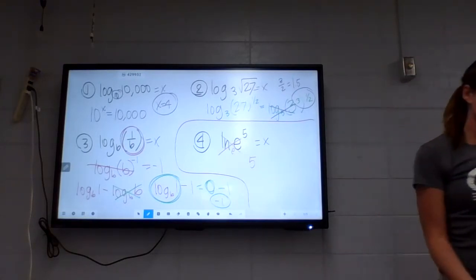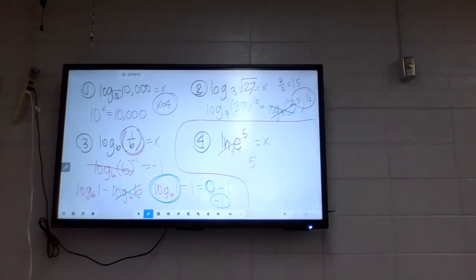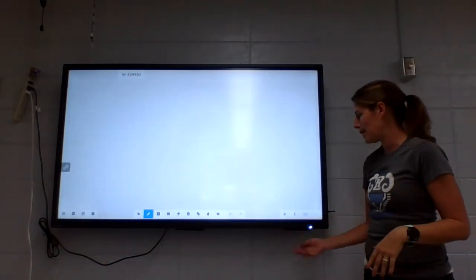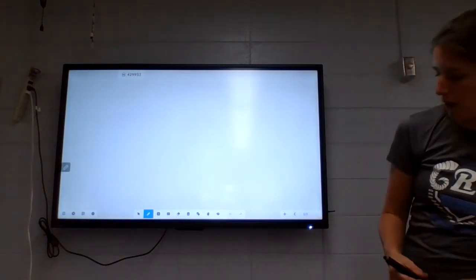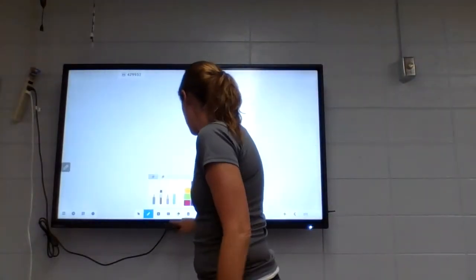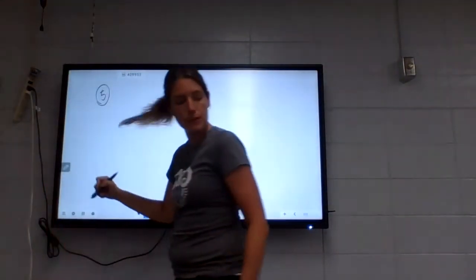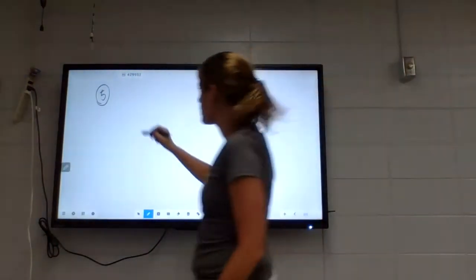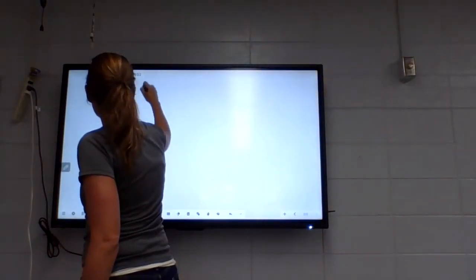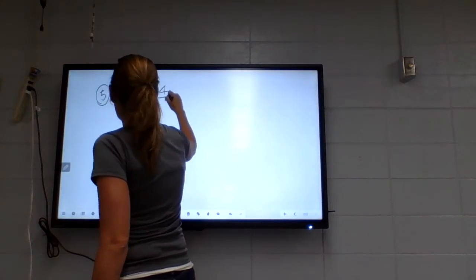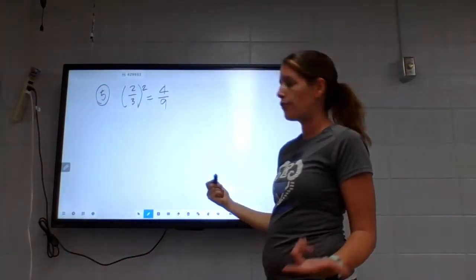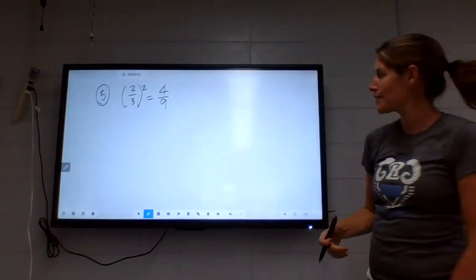Number 5 was just trying to get you guys to rewrite that exponential form into a log form and write it in words. So if you struggled with that, I wouldn't be bent out of shape with it. Let me just show you guys what I mean. I'm assuming that you might have some questions on that one too, but this is 5. 2/3 to the second power equals 4/9. They want you to switch it to log form and then write it in words.